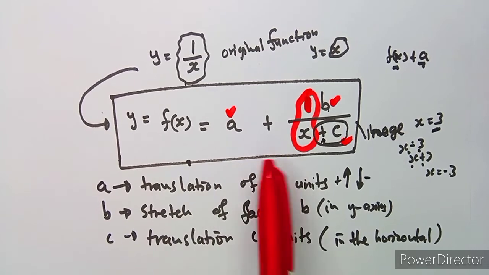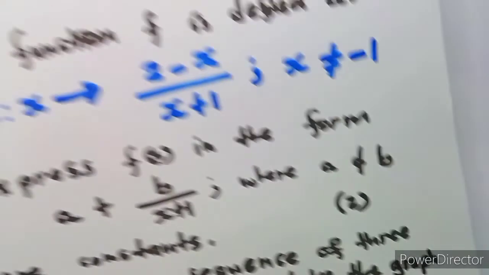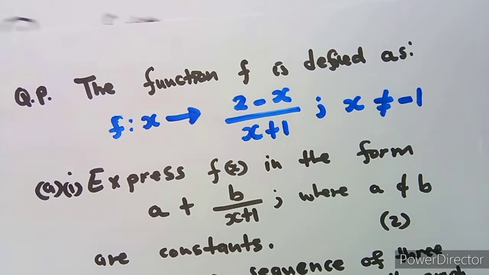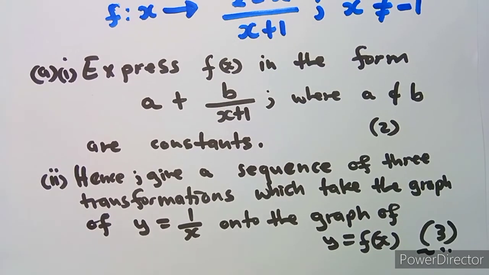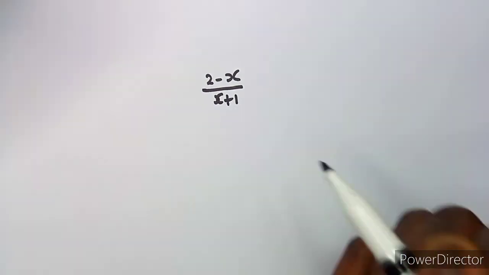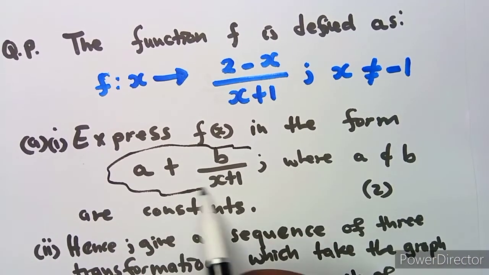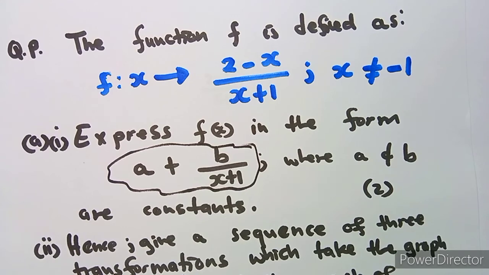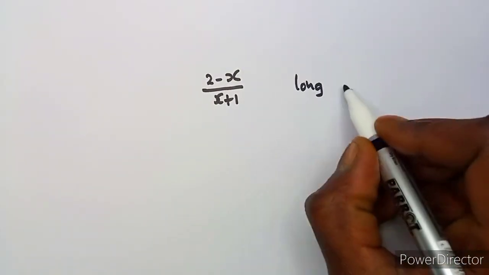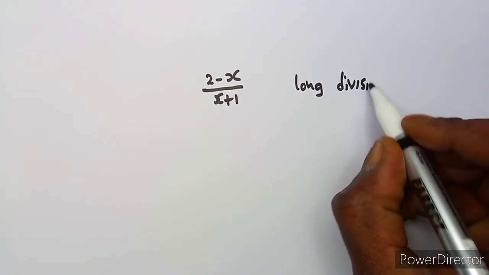So how are you going to achieve this format from this fraction? That is the question. There are so many ways that you can do this, but I'm going to work this with the long division concept. Then after that, you're asked to describe the transformations. So this is what we have, guys. We need to write 2 minus x over x plus 1 in this particular format. You can achieve this easily by simply applying long division.